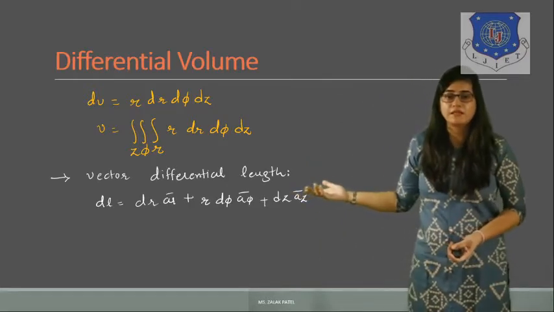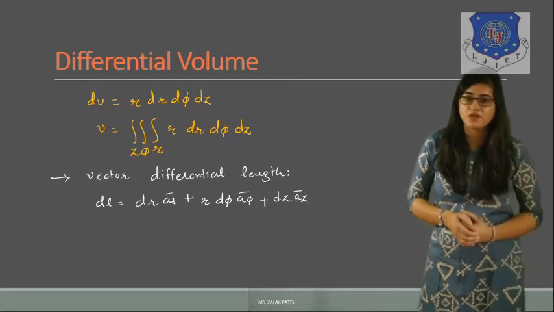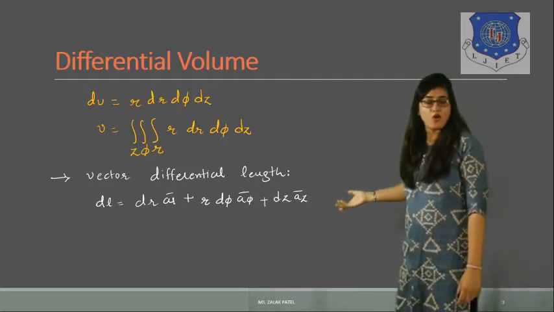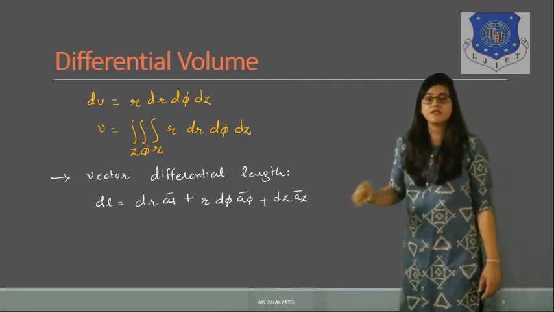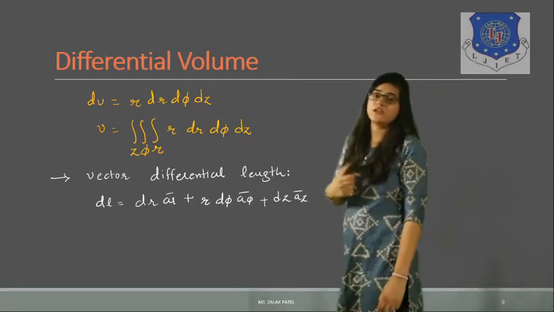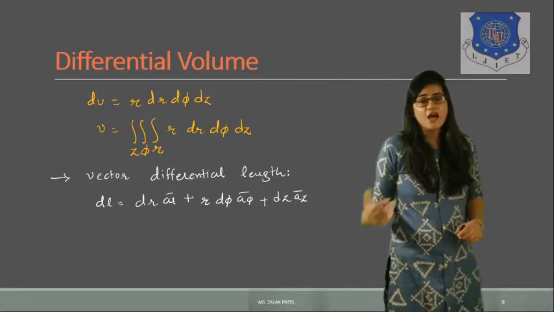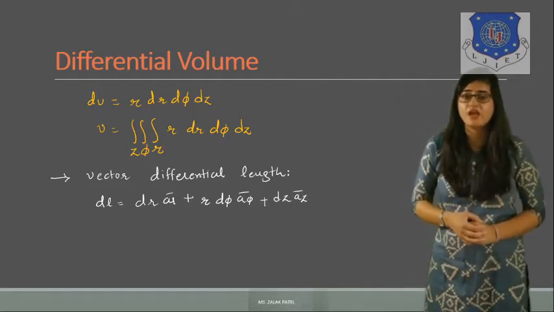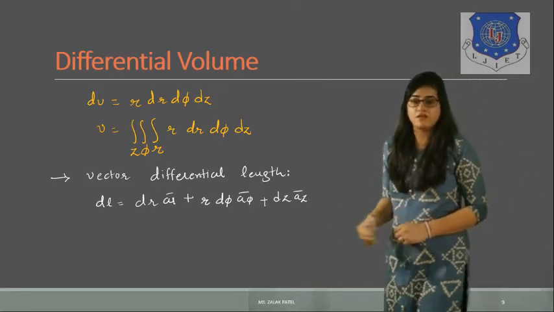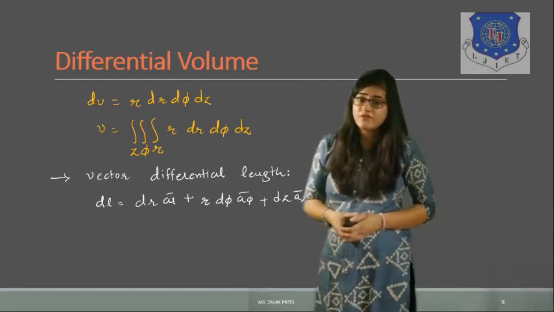For the differential length addition, the complete differential length can be written like this. Obviously, the first one is dr, the second one is r d phi, and the third one is dz. So it can be written as dr a_r plus r d phi a_phi plus dz a_z. Okay, so that's it for the vector differential length.